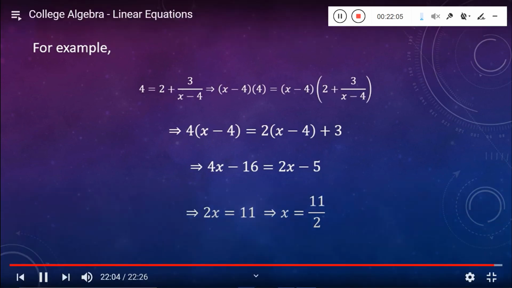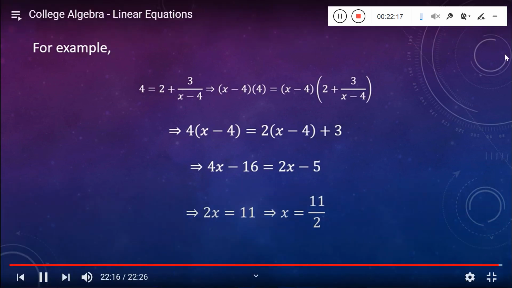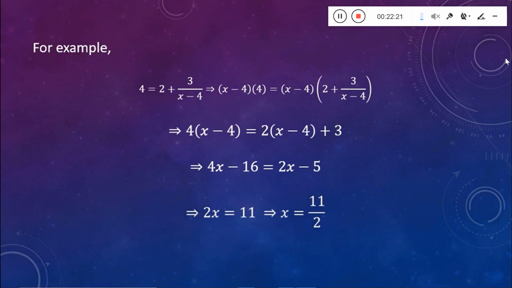So that's kind of an interesting little problem there. Again, the only new thing that we're doing here is we are really just multiplying both sides of our equation by that common multiple. So guys, this concludes our voiceover of our video on linear equations.